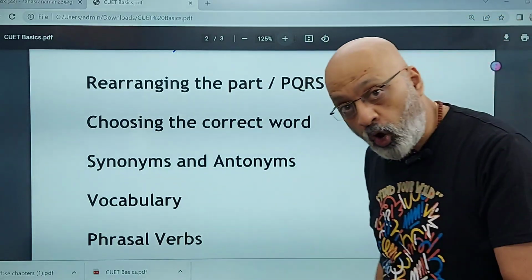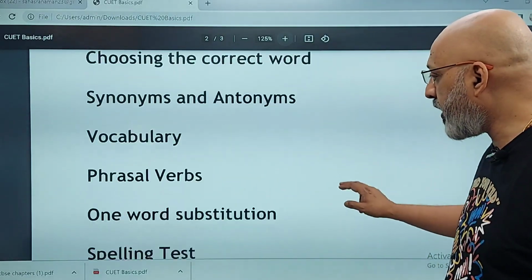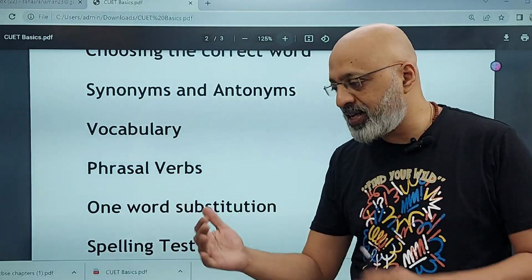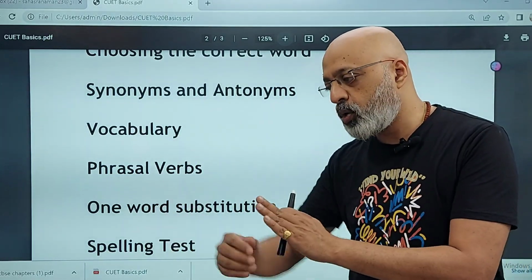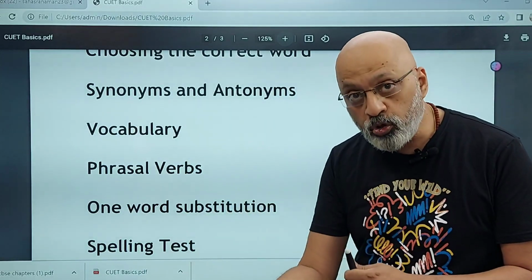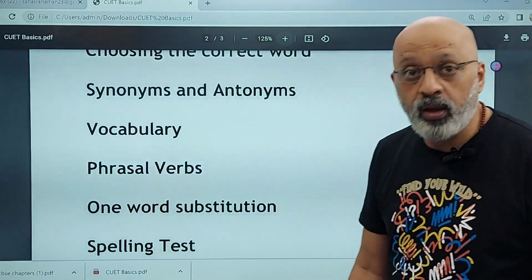Phrasal verbs के ऊपर हमने already 2 वीडियो डाल दिए हैं. There can be more depending on the response, right? One word substitution, you know, you put a sentence, longish phrase, और उसके ऊपर आएगा कि इस वर्ड को हटा के इन चारों में से one word कौन सा सही होगा उसको यूज कीजिए. उसके ऊपर क्वेश्चंस आएंगे. Spelling test, very important.